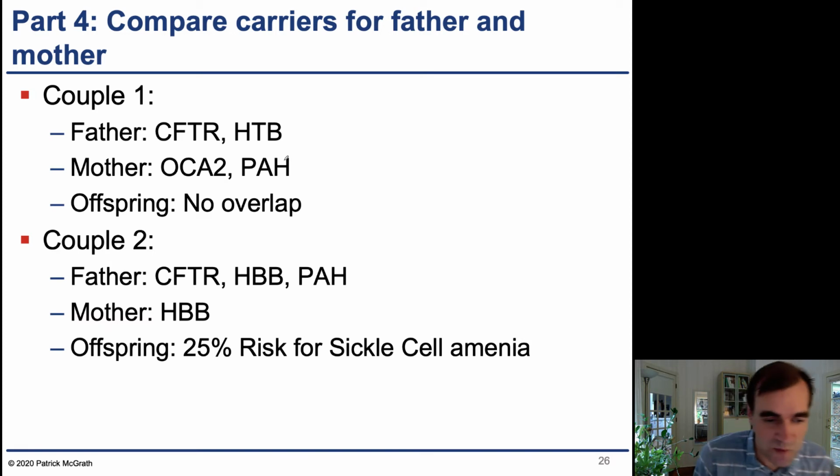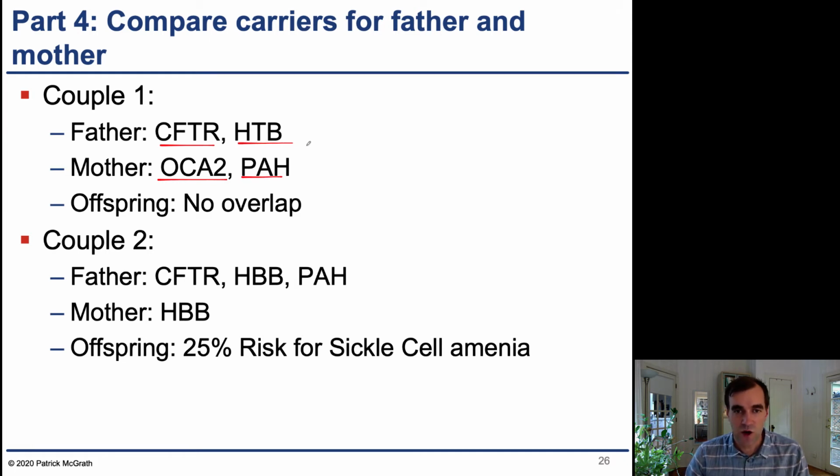And so now we can simply compare individuals to see whether or not they're both carriers for a particular disease. And so this individual might have a mutation in the CFTR gene and the HBB gene. This mother might be a carrier for OCA2 and the PAH gene, but there's no overlap.